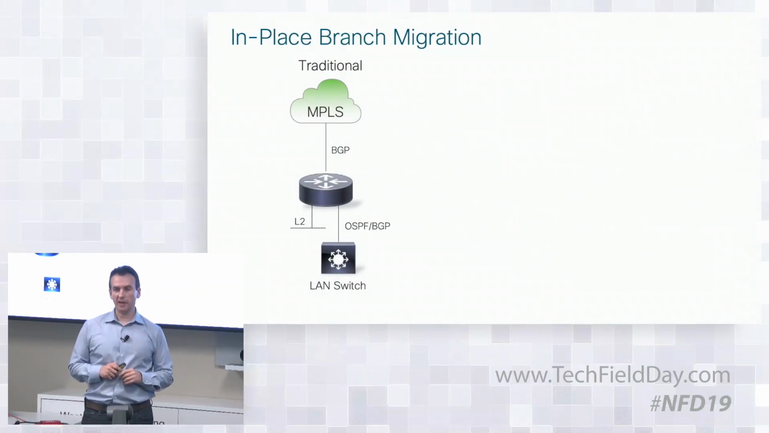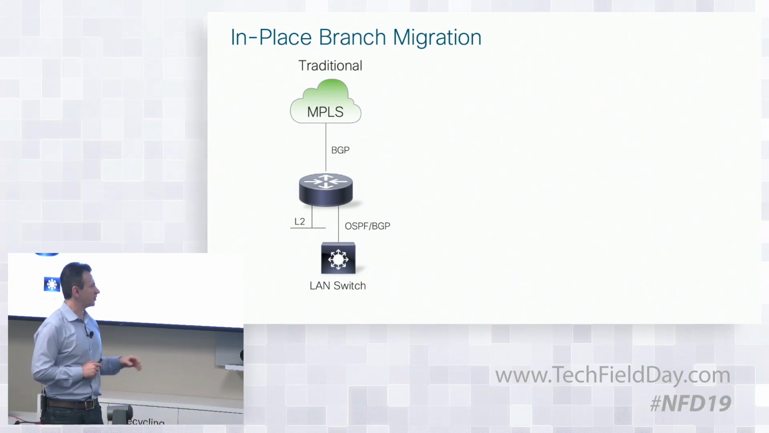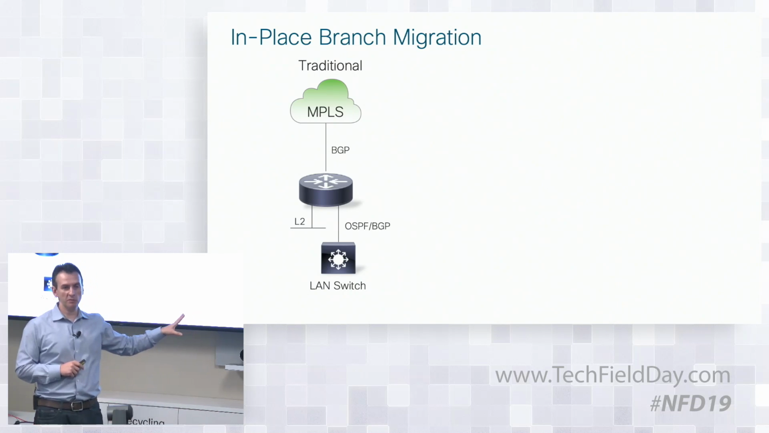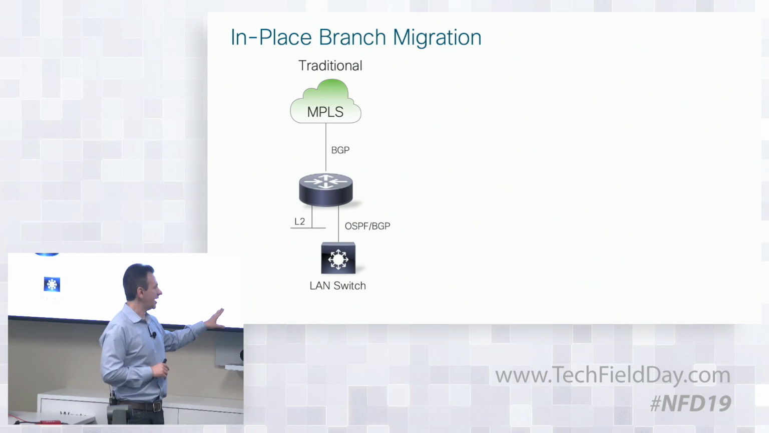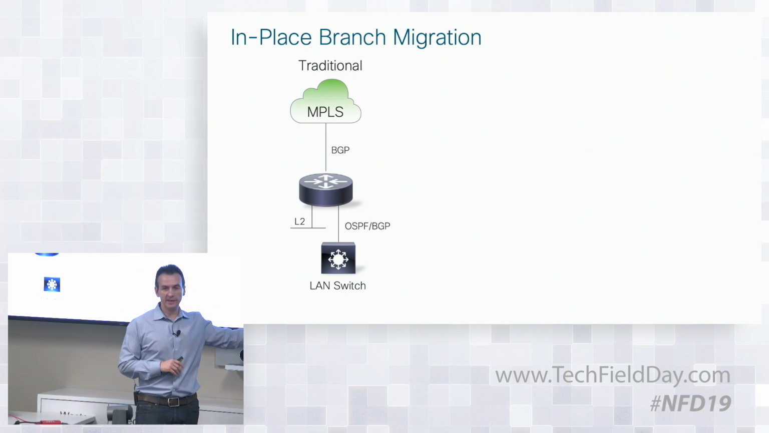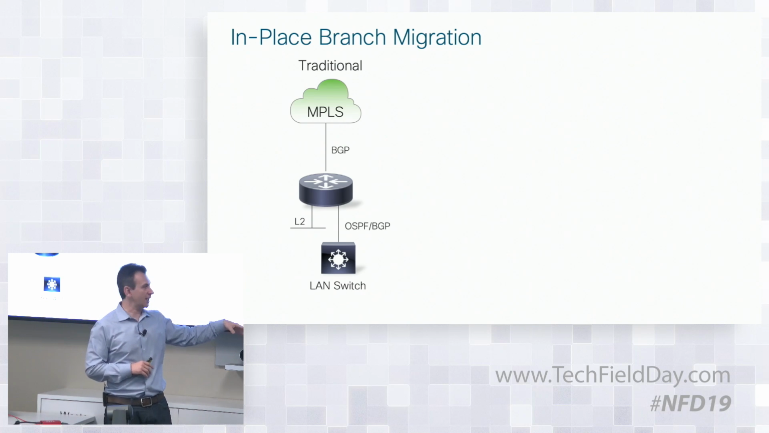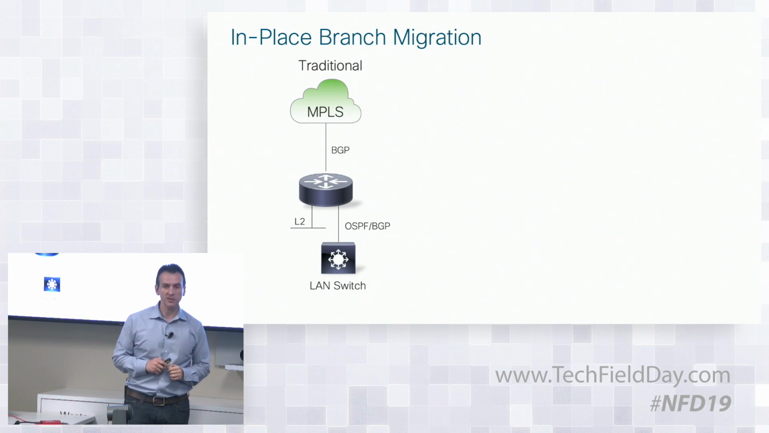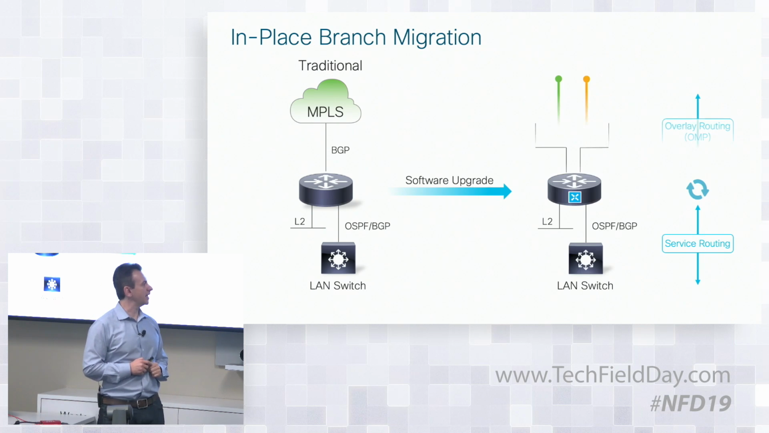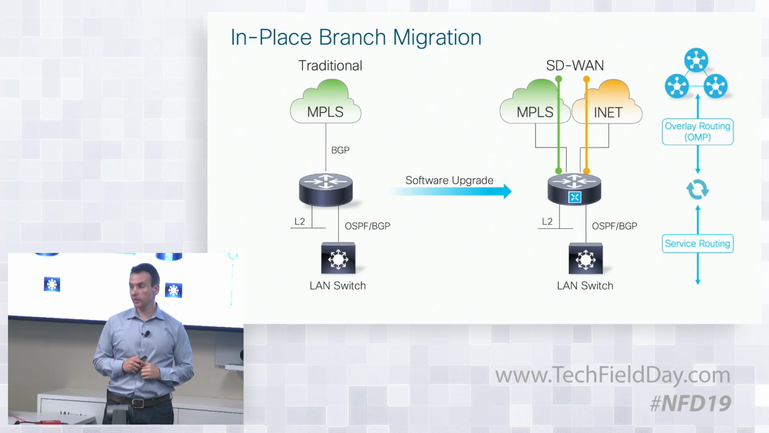If we look at branches, right? Let me run through a couple of quick scenarios about branches. A branch that looks like this is a simple branch that has a single router, no redundancy, connected to an MPLS circuit, has potentially a LAN switch doing layer 3, again OSPF, BGP, or it's just a layer 2 connected subnet, really simple, maybe some layer 2 switches sprinkled around. What we do in that case, and the simplest one, is to perform a software upgrade.